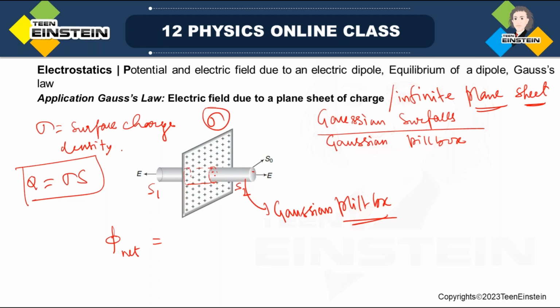This is the surface of the infinite plane sheet. The electric field has direction this way as well as this way, because this is a positive charge, so the electric field will be going outward radially.